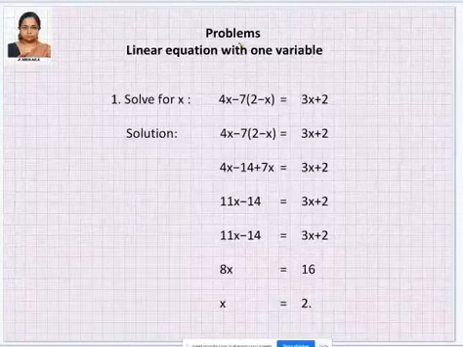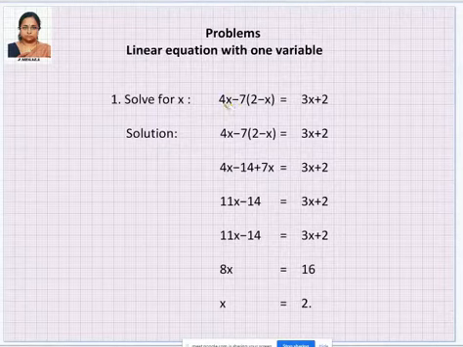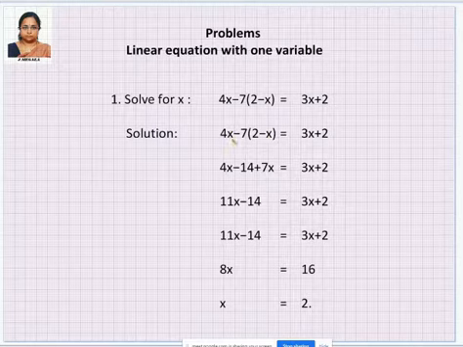We'll try to solve this problem: linear equation with one variable. When you have one variable, you can see that only x is available here. The equation given is 4x minus 7 into 2 minus x equals 3x plus 2. And solving this is like you first break this bracket, bring it inside.